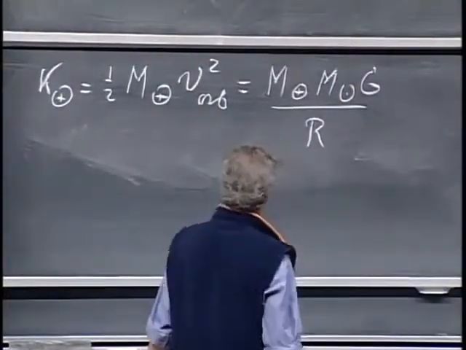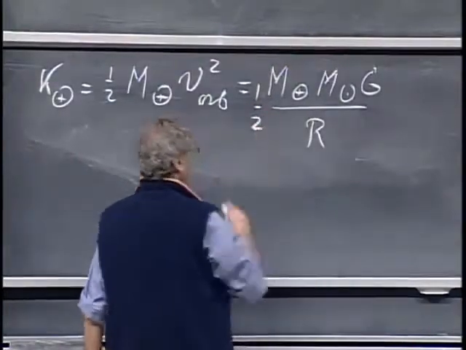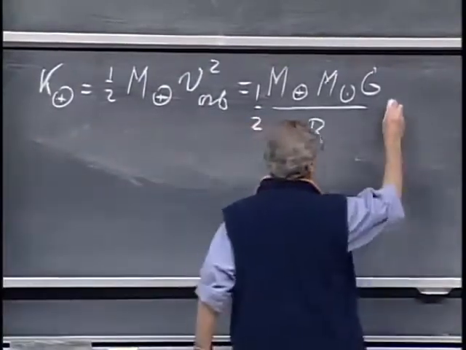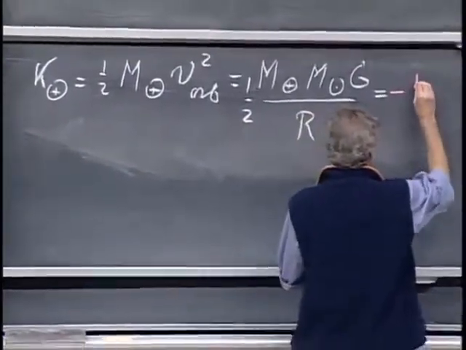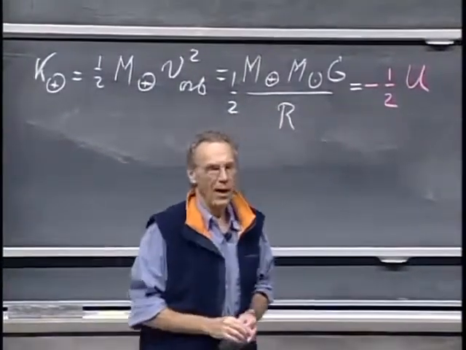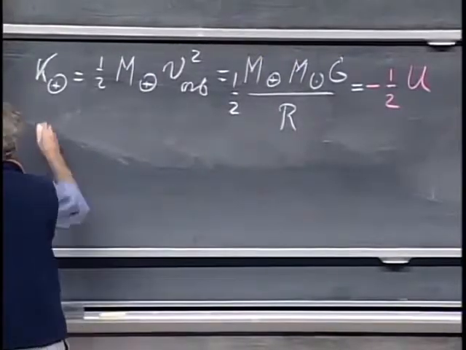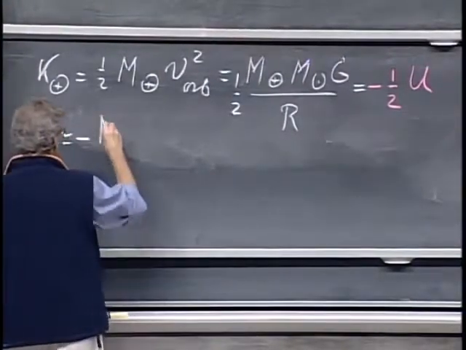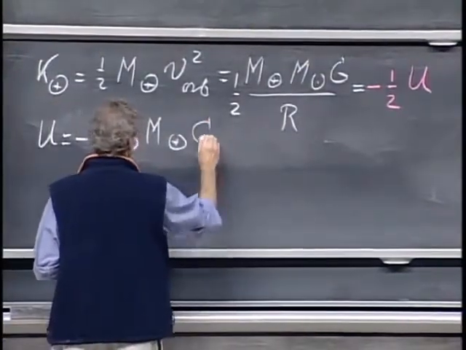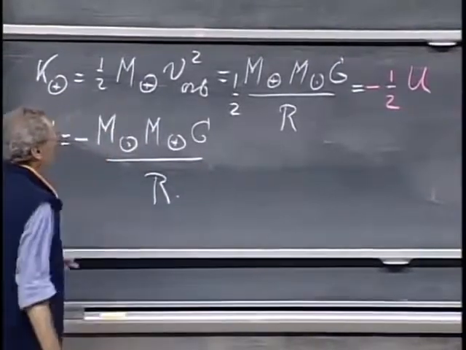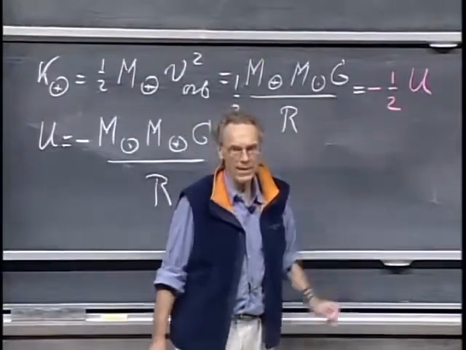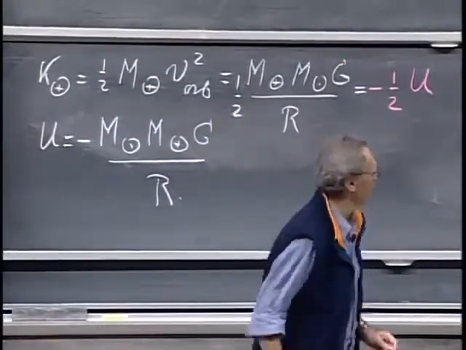But, oh, there's a half here. Whenever I make a slip, you should always interrupt. So there's a half here. This is also minus 1/2 the potential energy. And remember, the potential energy equals minus m sun, m Earth, G divided by r. So here you see plus half, here you see minus 1, so this is indeed minus half the potential energy.